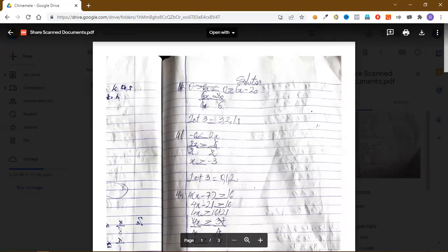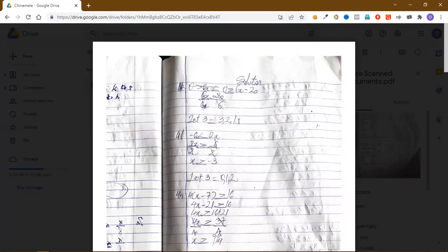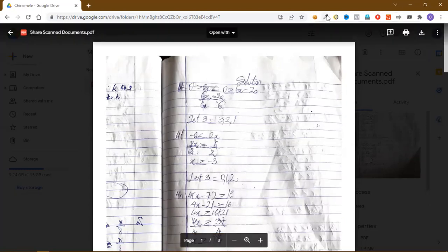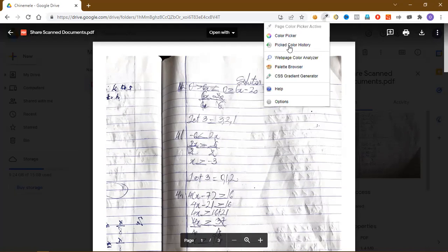So the first one, we can see that the first one that you did, let me see. That one is right. It's very, very right. I want to pick the two to mark it. Okay.